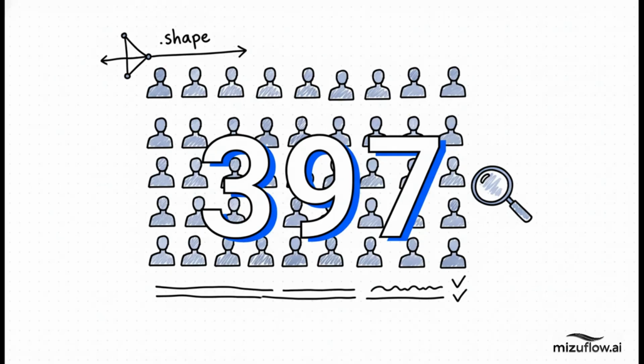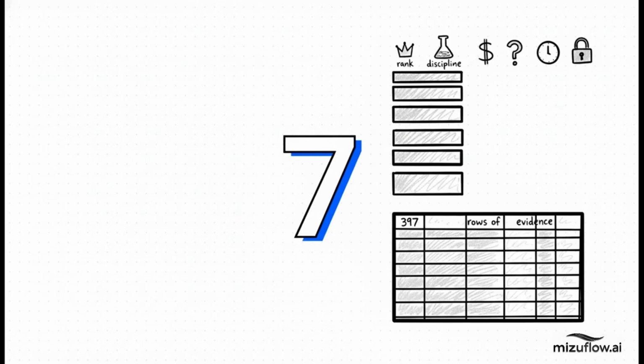So .shape gives us back two numbers. That first one, 397, that's our number of rows. You can think of these as our individual records. So in this case, we have evidence on 397 different professors. And the second number, 7, well, that's the number of columns. These are the different types of clues we have for each of those professors, their rank, discipline, salary, and all that. So our whole investigation board has 397 rows of records and 7 columns of clues.